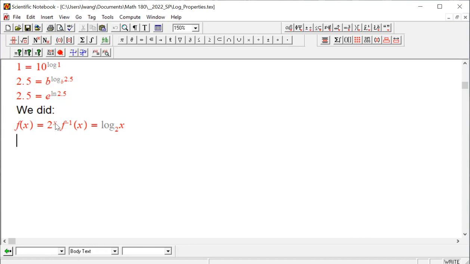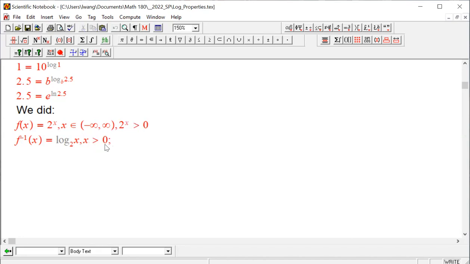The domain for f of x is all real numbers, from negative infinity to positive infinity. And the range is positive, since 2 to the power of x is positive. So how about log base 2 of x? What's the domain? Well, the input must be positive, so greater than 0 is the domain.